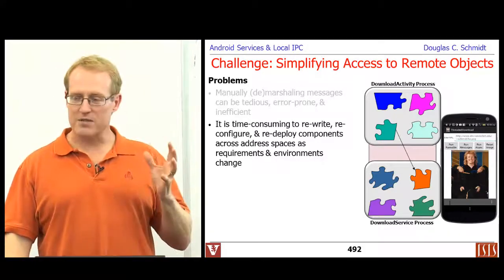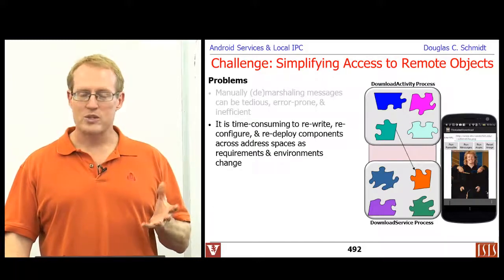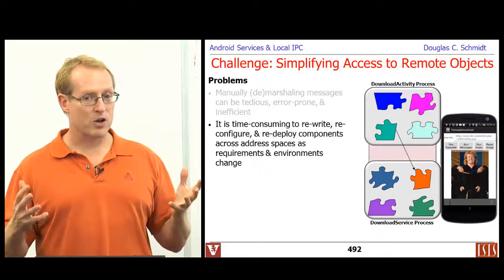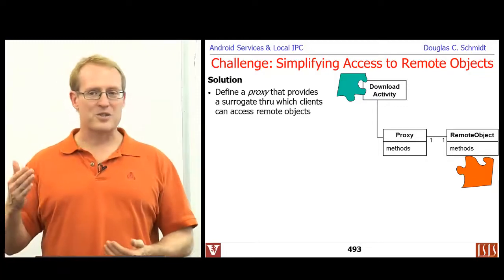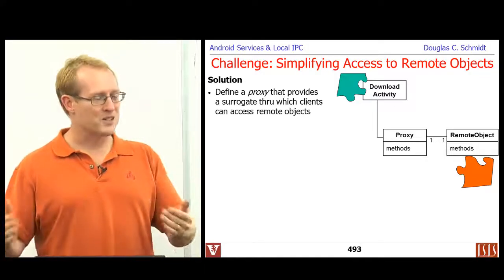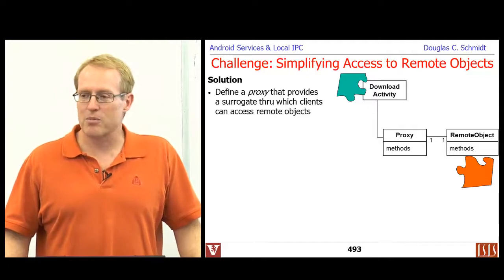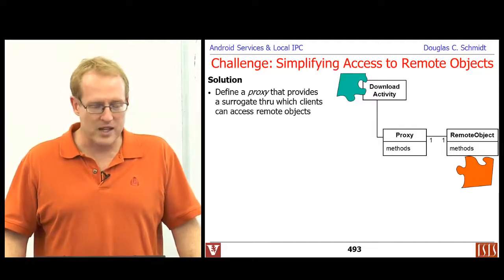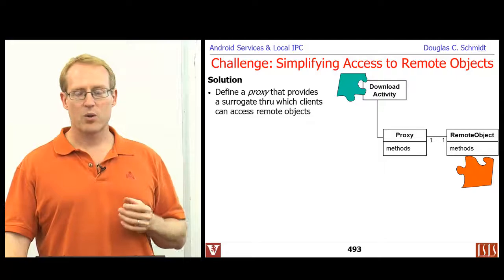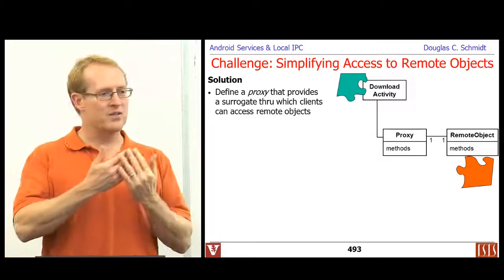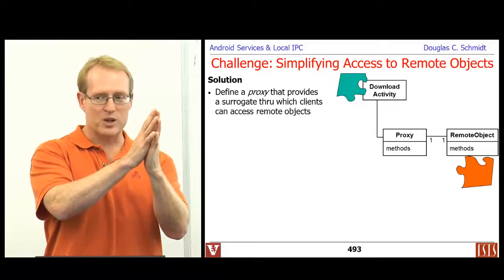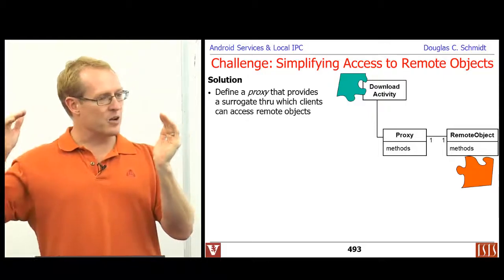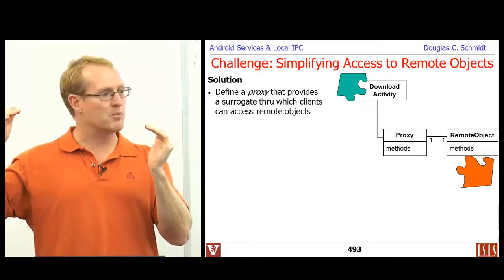So these are the kinds of impediments that we run into when we start trying to build systems that have to be broken up across different address boundaries. So what's the solution? Well, as you'll see, there's a multi-part solution here. But one piece of the solution is to define something called a proxy. And the proxy essentially acts as a surrogate or an ambassador that gives a particular interface, actually the same interface, to the client, and then allows the implementation of that interface to be someplace else.